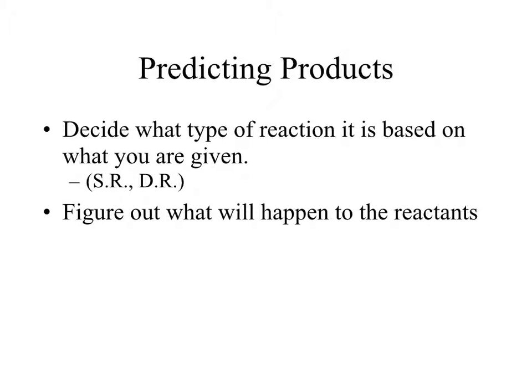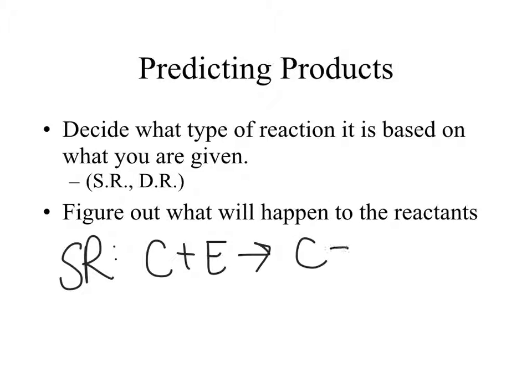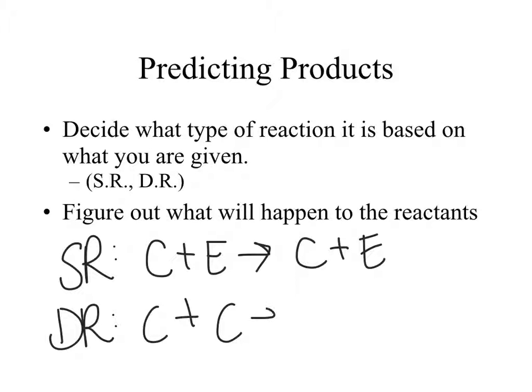So in order to predict products of reactions, the first thing you need to do is decide whether it's a single replacement reaction, where you've got a compound plus an element. That element is going to kick one of the elements out in the compound, and we're going to end up with a new compound and an element from the compound. In a double replacement reaction, we've got a compound plus a compound, and we end up with two new compounds.